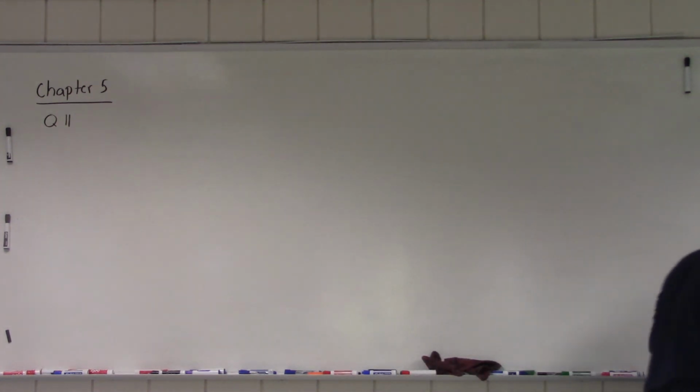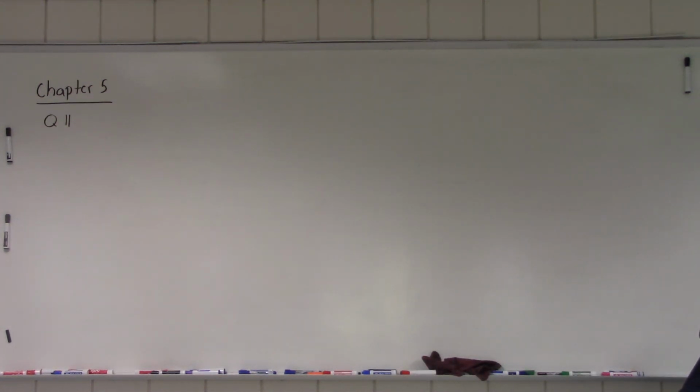Question 11 says, a vertical force F is applied to a block of mass M that lies on the floor. What happens to the magnitude of the normal force F on the block from the floor as the magnitude of F is increased from 0 to F, upward and downward? Okay, so let's break this thing down before we get started.